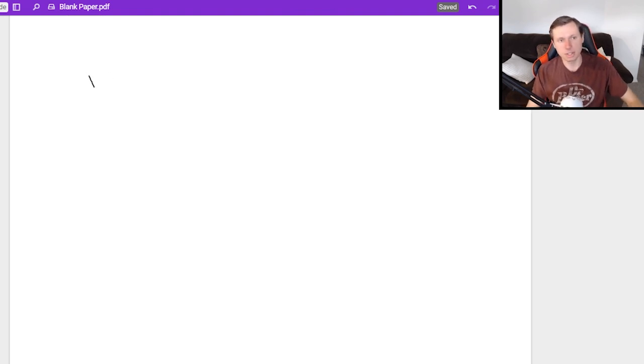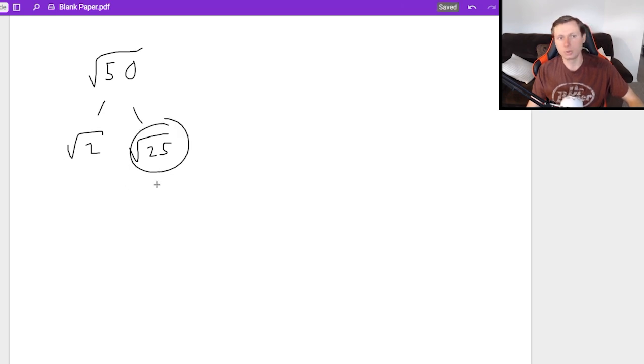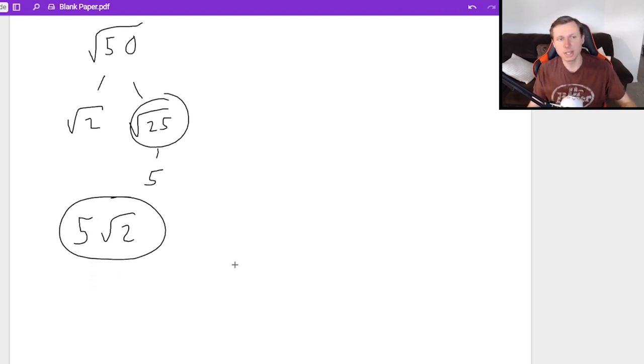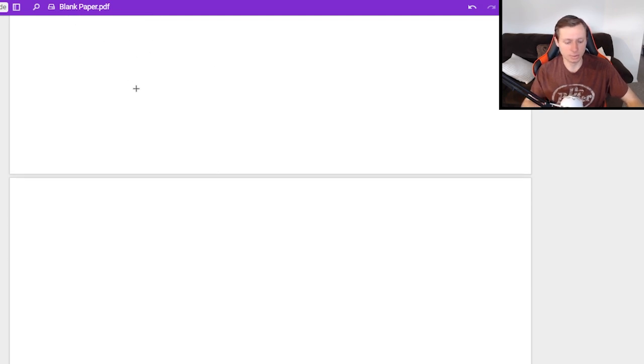The next one we have is root 50. How would we break up root 50? Again, there's a couple ways you can do it. What I would say is root 50 is root 2 times root 25, because 25 times 2 is 50. Root 25 is a perfect square. That's 5. So the answer is just 5 root 2. You see, we can get through these pretty quickly once we know what we're doing.